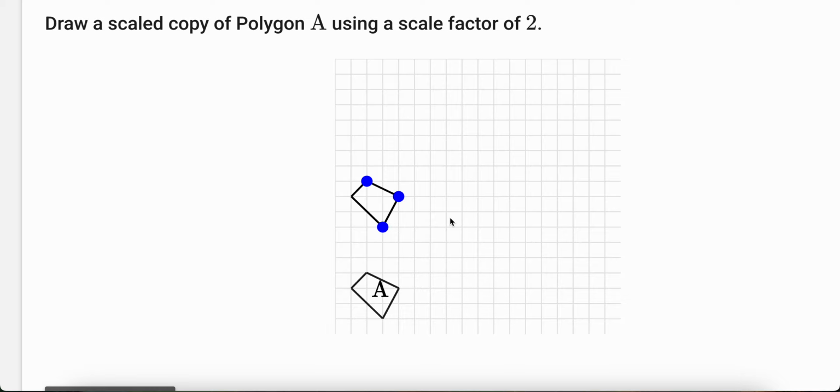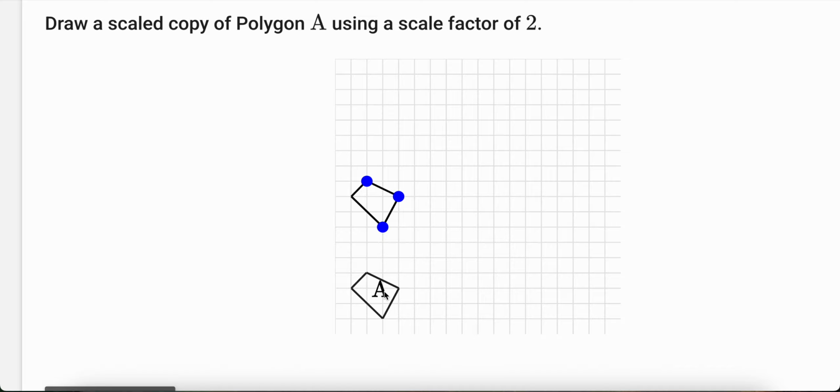All right, this problem says draw a scaled copy of polygon A using a factor of 2. Notice that they keep this point right here stagnant, so we cannot change this point. It does not move at all. And they've shown the same shape again, exactly the same copy of the shape, but we want to make a copy using a scale factor of 2.